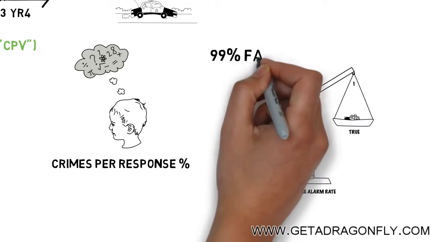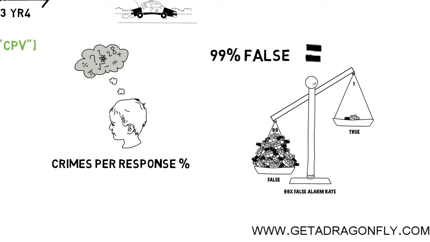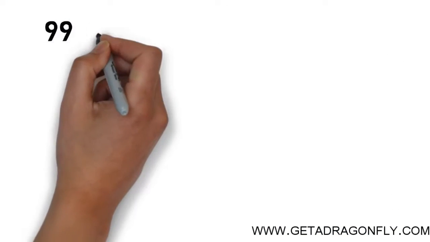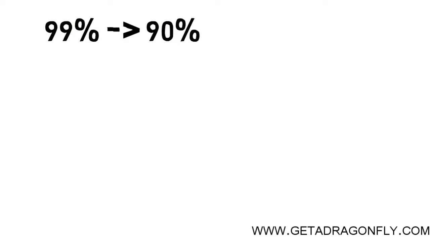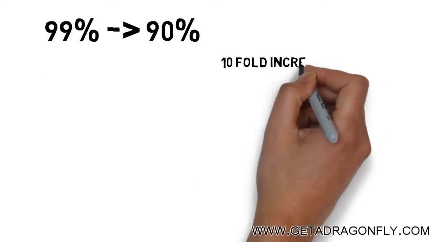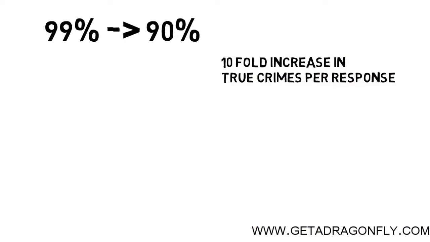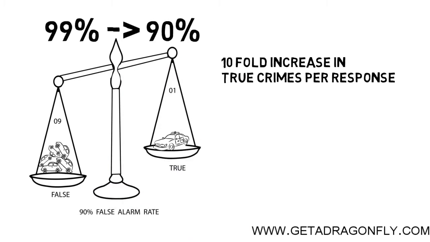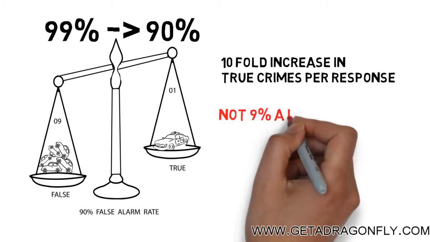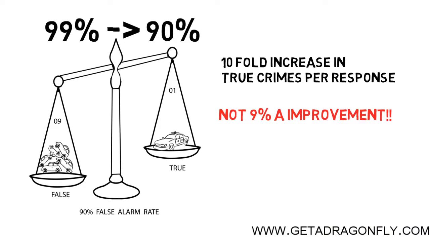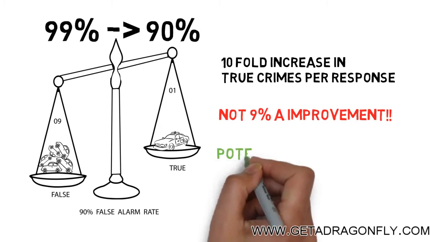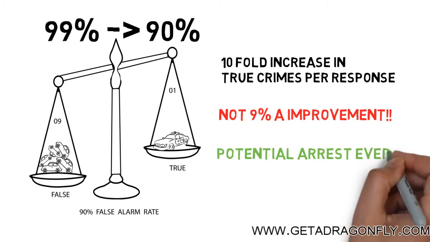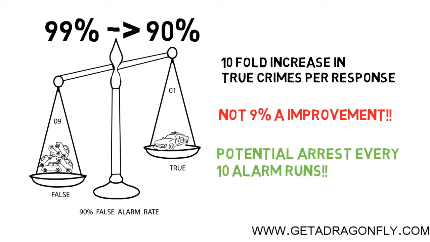Consider that 99% false actually means that 1% are true. Reducing the false alarm rate 9% from 99% to 90% means a tenfold increase in true crimes per response. The difference is enormous to police, not a paltry 9% better, but a solid 1,000% improvement. It means that instead of police going to 100 alarms to find a single burglary, there is an actual crime and potential arrest for only 10 alarm runs.